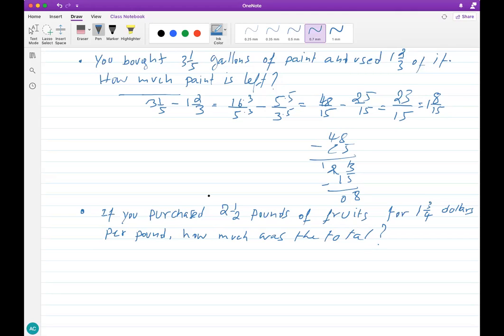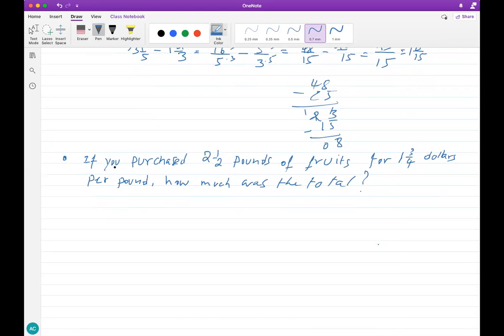Okay, so again, with a word problem, first you want to understand it, figure out what operation to use, and then do that operation. So you purchase 2.5 pounds of fruits, and each pound costs $1.75 or 1 3/4 per pound. How much did you pay in total? So you would multiply. Exactly, multiply.